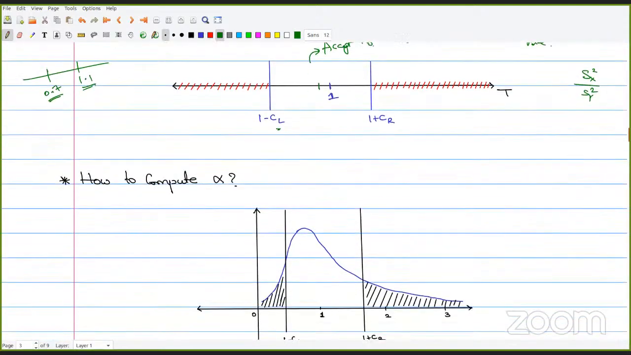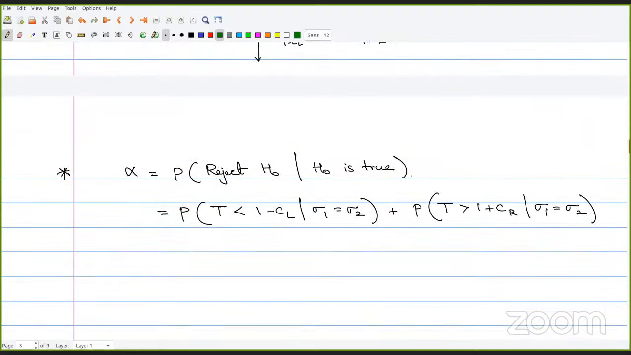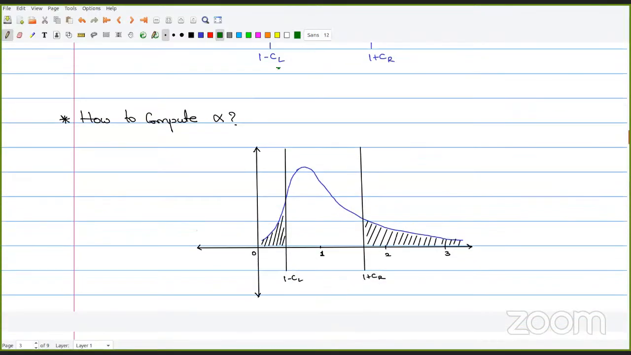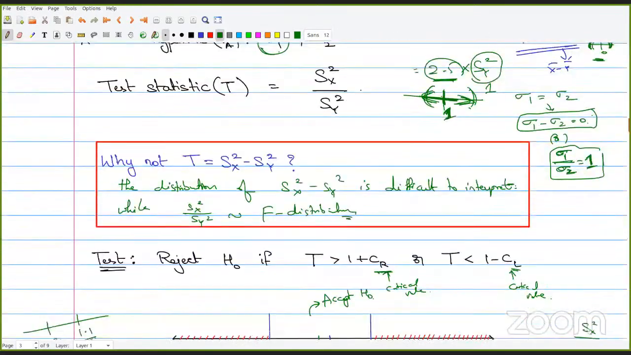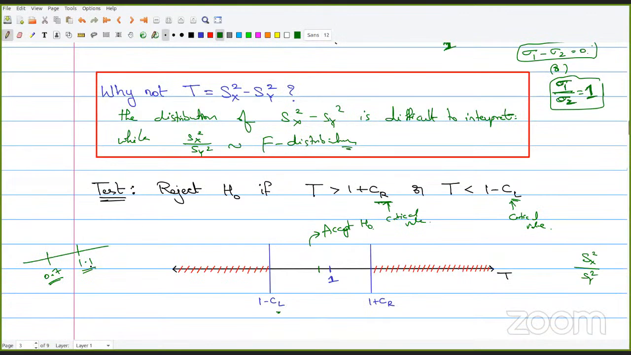Is it so? I think so. No, but we are not checking the position of CL and CR. We are checking 1 minus CL, the entire thing. So it will matter what we are taking in the numerator and what we are taking in the denominator. We are not calculating CL or CR. We are directly taking 1 minus CL.